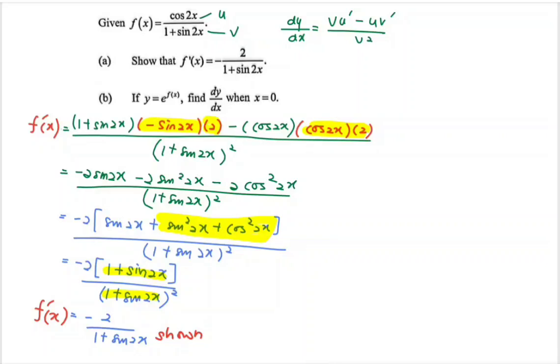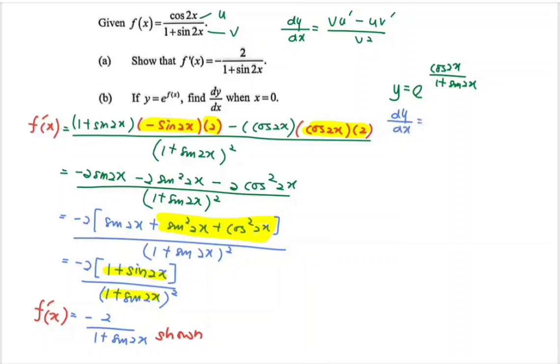Next, kindly refer to part b. Given the expression, we have y is equal to e to the power of f(x), where we have cos 2x over 1 plus sine 2x. So let's differentiate the expression. So we have the dy/dx.